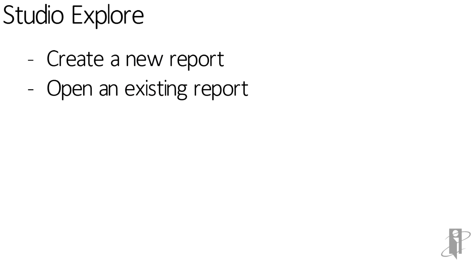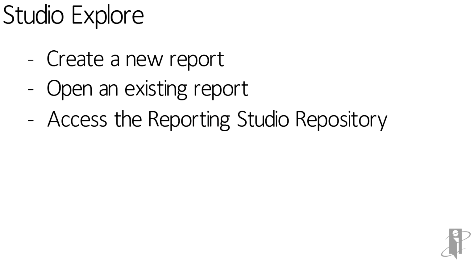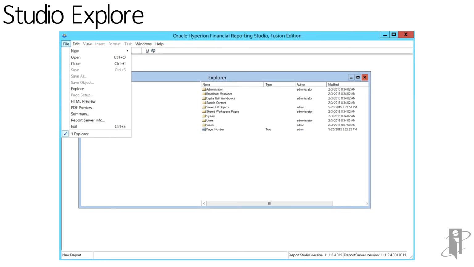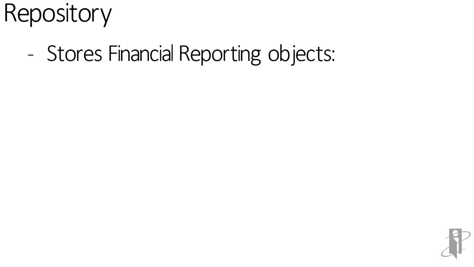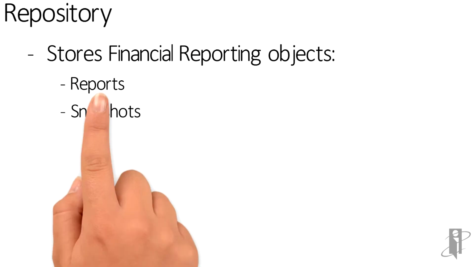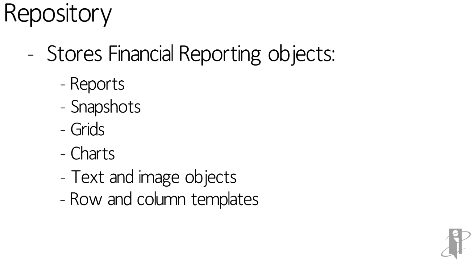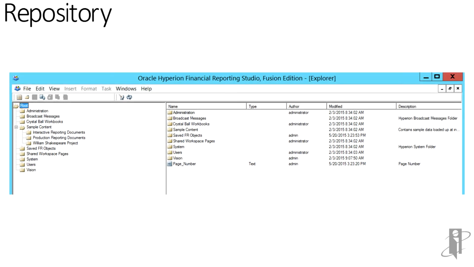After logging into FRS, the Studio Explorer page is displayed. Here you can perform the following tasks: create a new report, open an existing report, access the Reporting Studio repository, and view report server information. To navigate within Financial Reporting Studio, utilize menu items or right-click shortcut keys. The repository stores financial reporting objects like reports, snapshots, grids, charts, text and image objects, and row and column templates. The folder structure makes it easy to locate and manage objects saved to the repository.